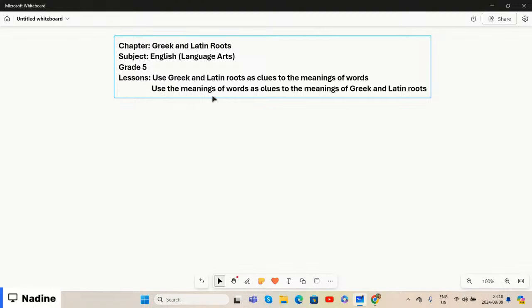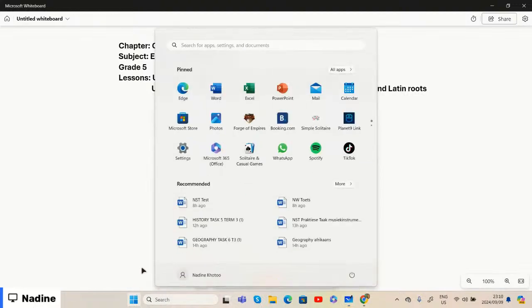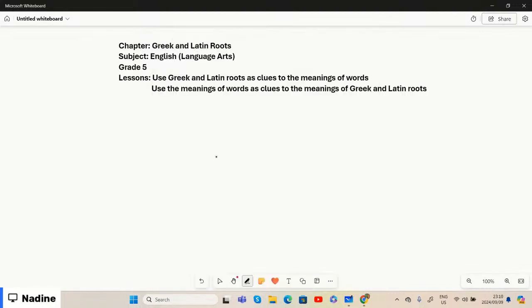An example of a Greek and Latin root is, let's say we look at the word biblio, right? The meaning of biblio is books, or of books. So now, if we look at biblio, then we think of the word bibliography, right?